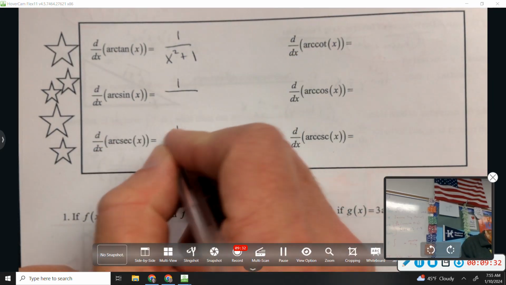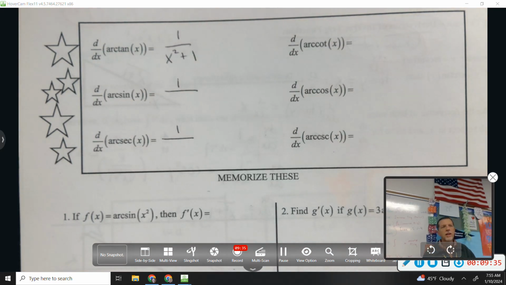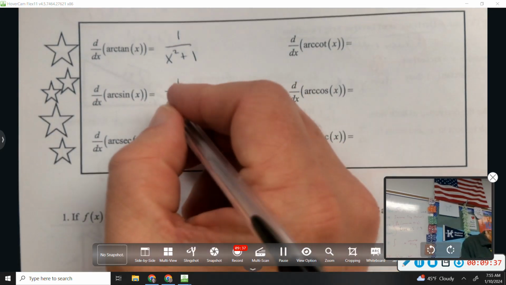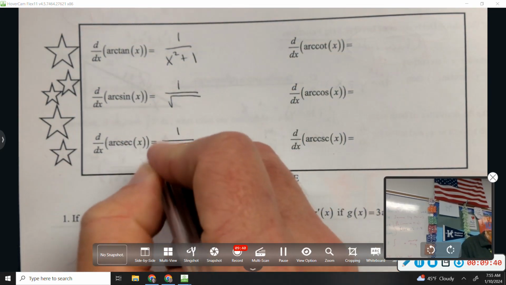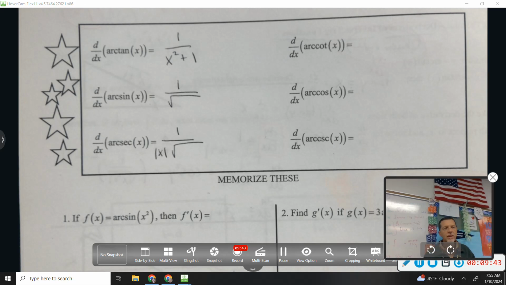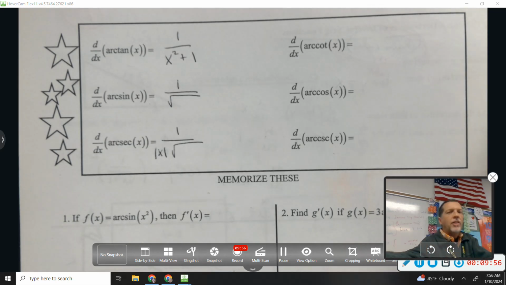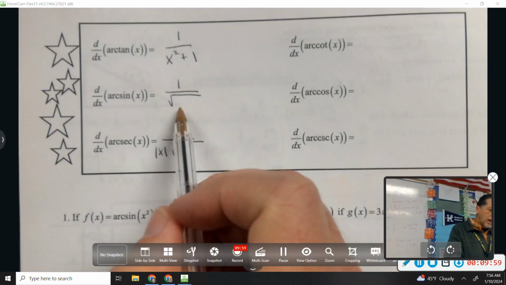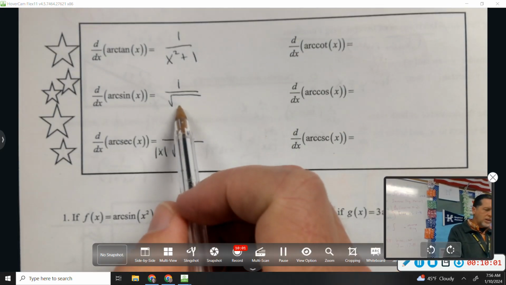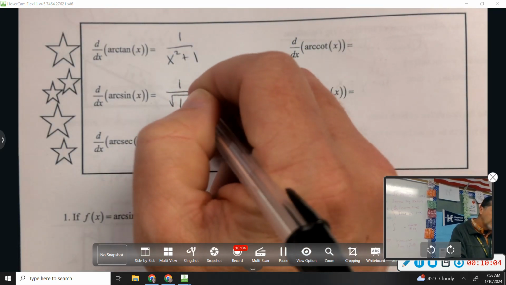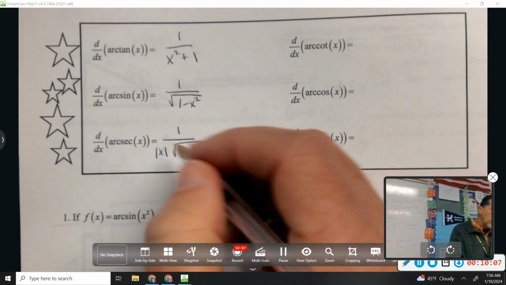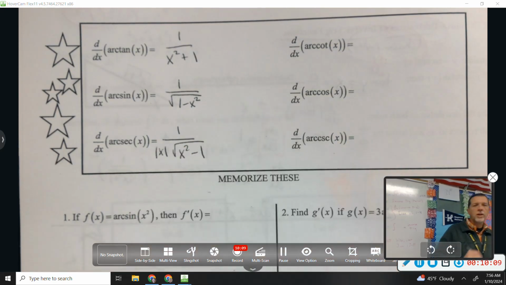Arcsine, they all have 1 over, so at least I get that started. Arcsine and arcsecant both have a square root. Arcsecant has that extra absolute value out front. I'm trying to show how I remember them, because I sort of have to do all 3 at once. If you just ask me for one of them, I kind of have to write all 3 of them down and figure out who goes where. Let's see. Arcsine is the one that's 1 minus x squared. Arcsecant is x squared minus 1.